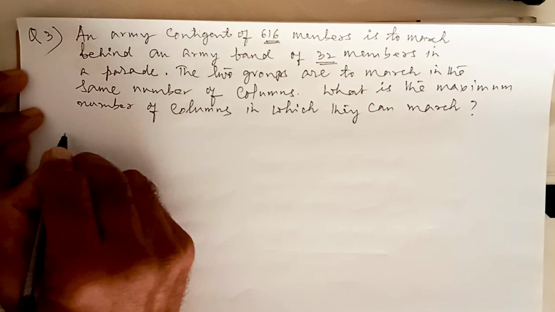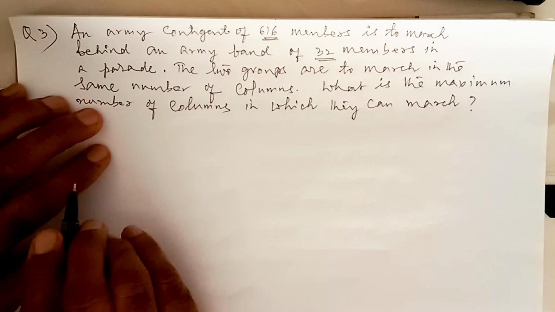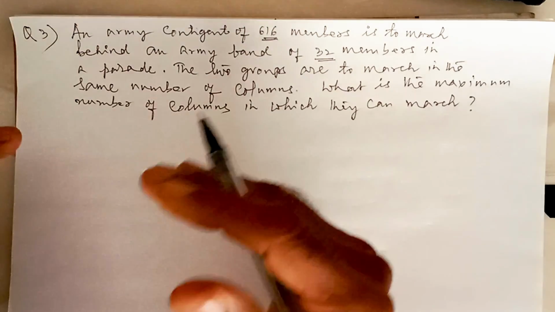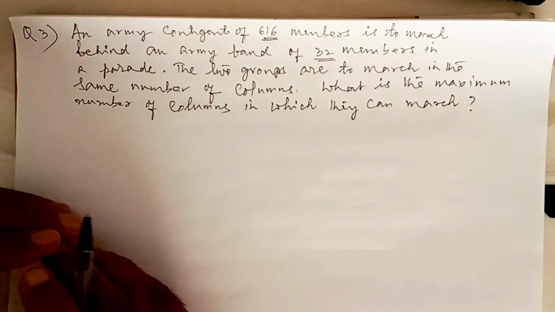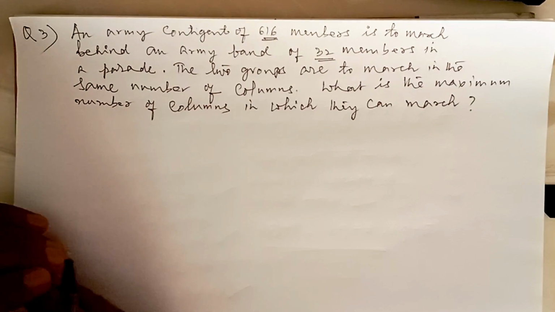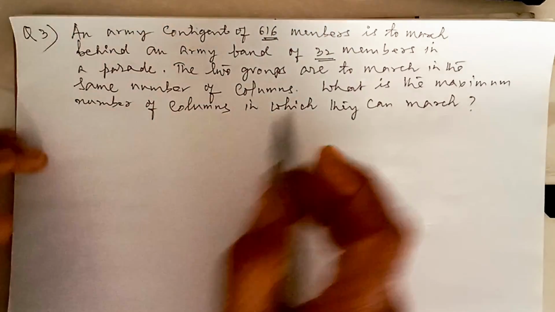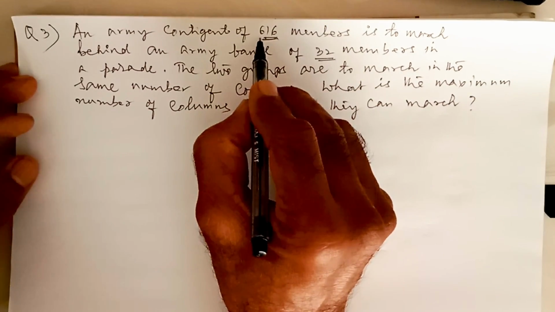Don't worry. Let us understand the question. Question says, there is a band of 32 members. In an army parade, you can find some people in the band. They march in the front, and the rest of the parade contingents move at the back, and they follow those band steps. Here the band members 32, and here the contingent members 616.